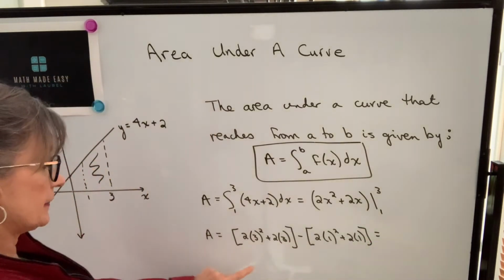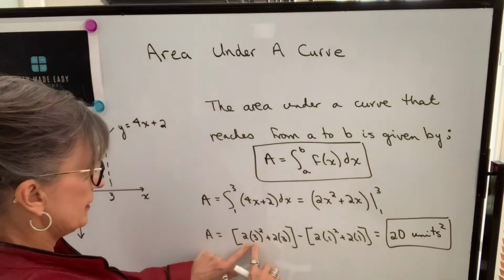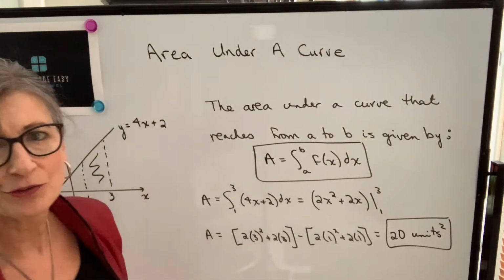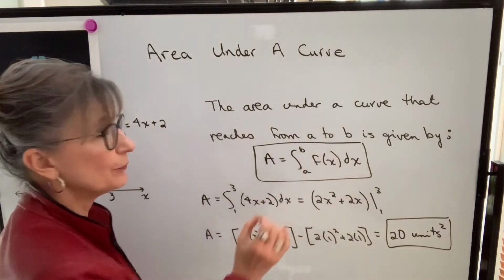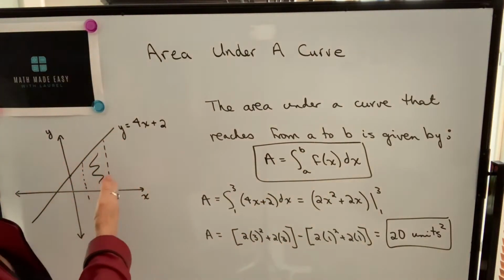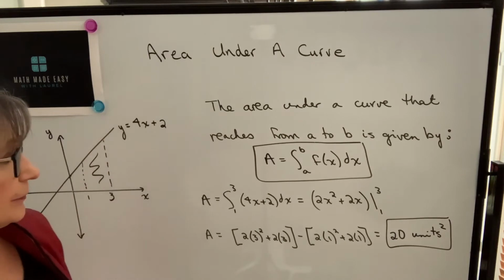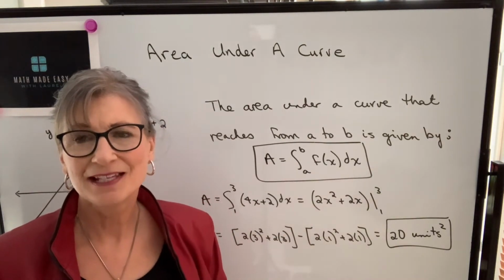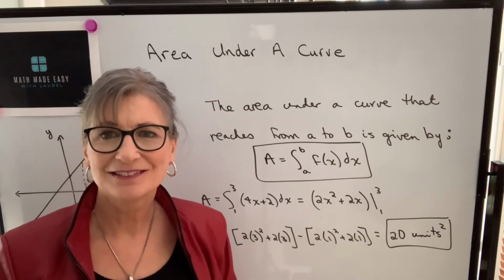And then I subtract. So I'll get 18 plus 6 minus 4 is 20 square units. So you can see that this does indeed work because we were able to do this geometrically as well as with our definite integral. And we got the same result. Let's take a look at some more examples.